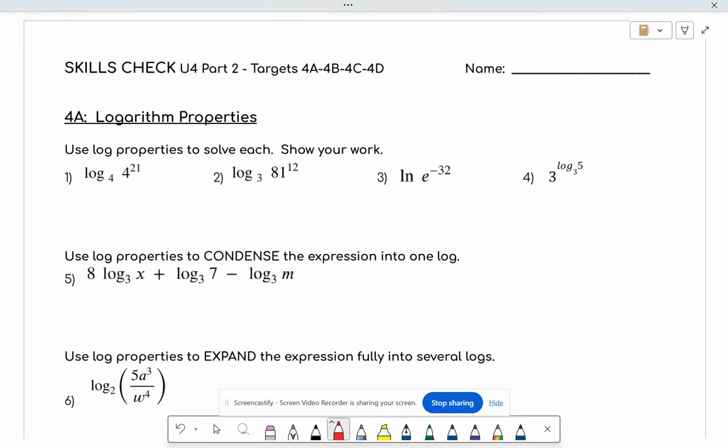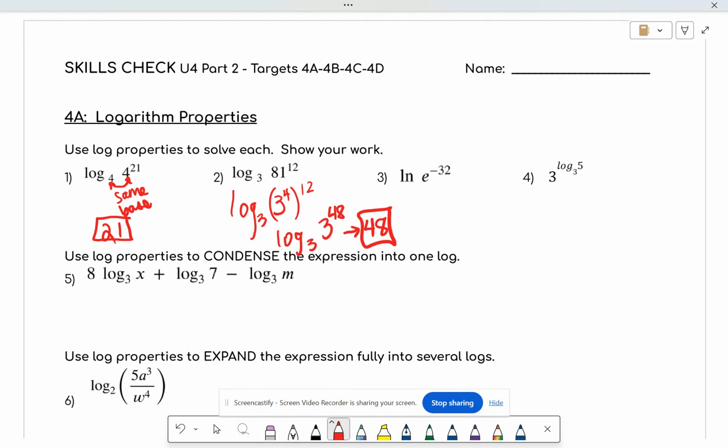The first property that I see is the logs with the same bases, or the powers with the same bases. So here we have a log base 4 of 4 to the 21st. And so our answer is just going to be 21. Number 2, I would like to make the 81 the same base. So I'm going to turn that into a 3 to the 4th raised to the 12. And that gives me log base 3 of 3 to the 48. And so that gives me 48 as my answer, because again, I have the same bases.